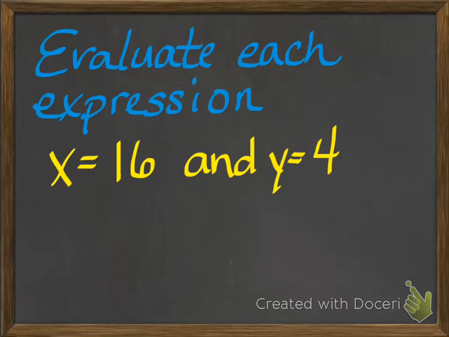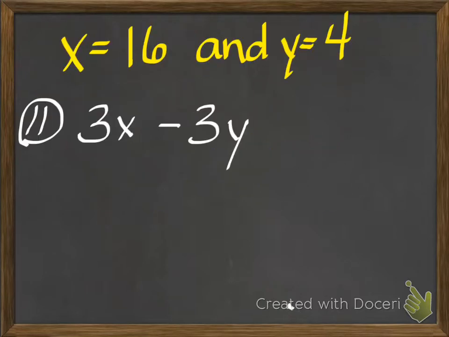We're going to evaluate each expression. x is going to equal 16. y is going to equal 4. So every time you see x, you know it's going to be worth 16. Every time you see a y, it equals 4. Here we go. Number 11, 3x minus 3y. Give it a try.